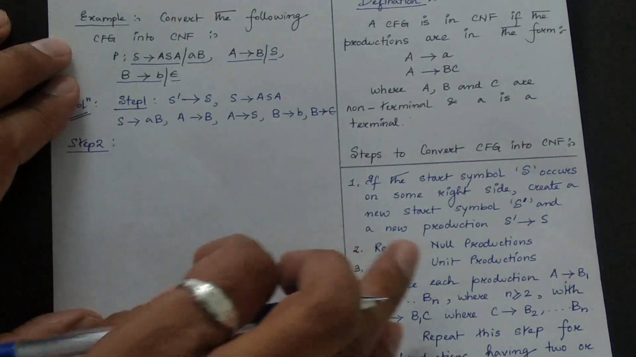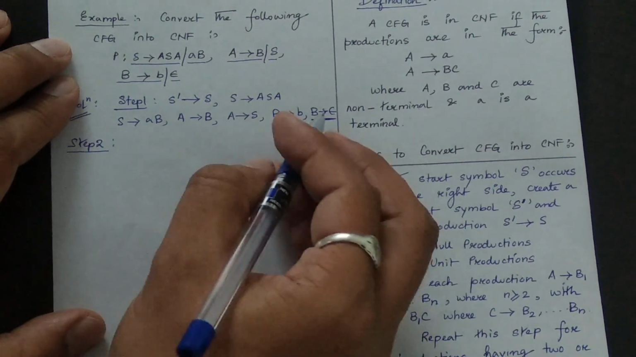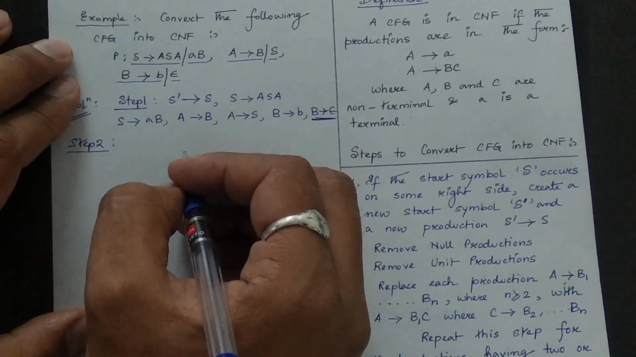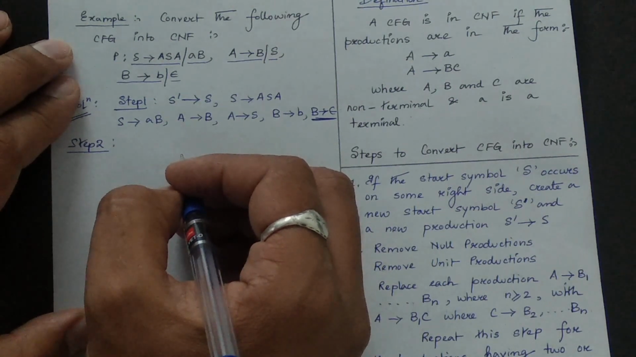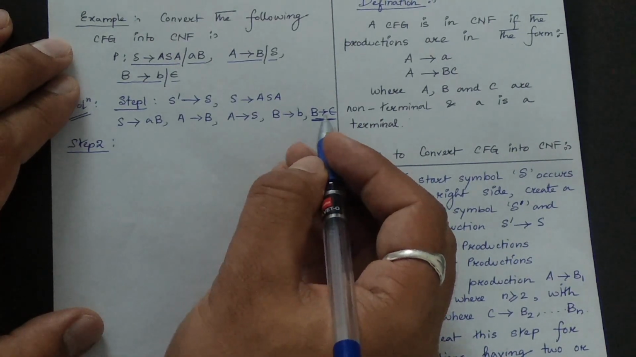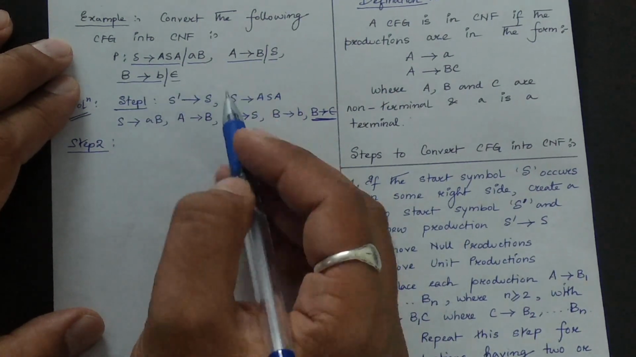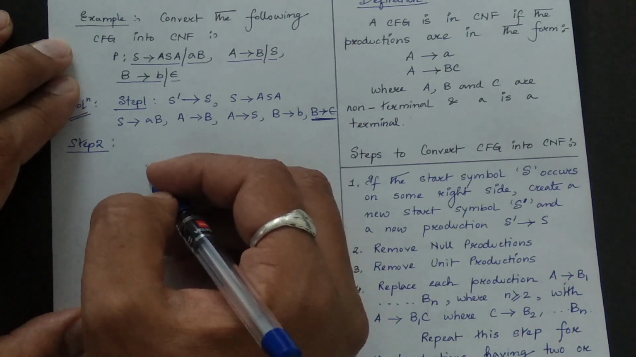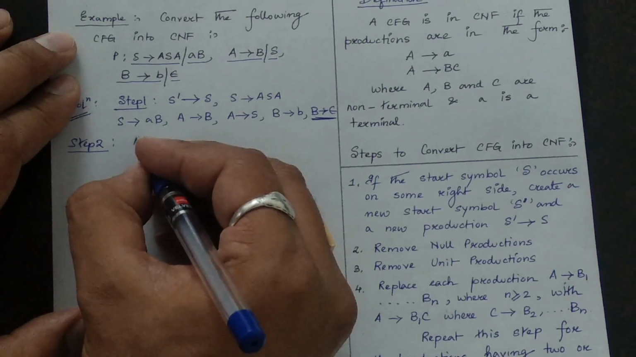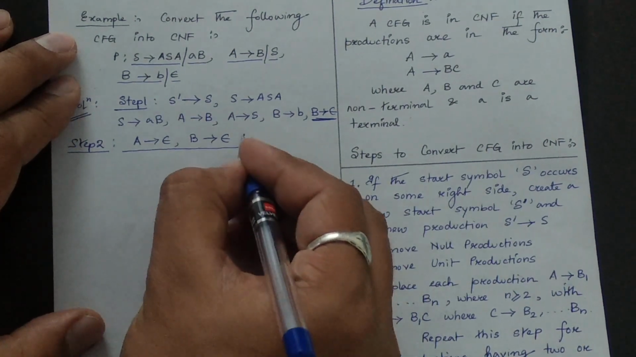Step number 2 says removal of null production. Here we have one null production, B tends to epsilon. And do we have any other null production? If we check properly, yes, we have one more null production. If B implies epsilon, and I put this B implies epsilon over here, then A implies epsilon will also be a null production, right? So I have to remove both A tends to epsilon and B tends to epsilon. These are the two productions that I have to delete.